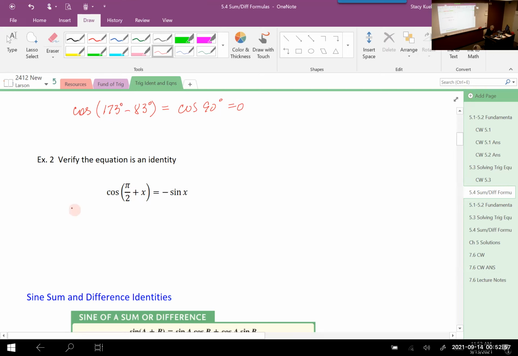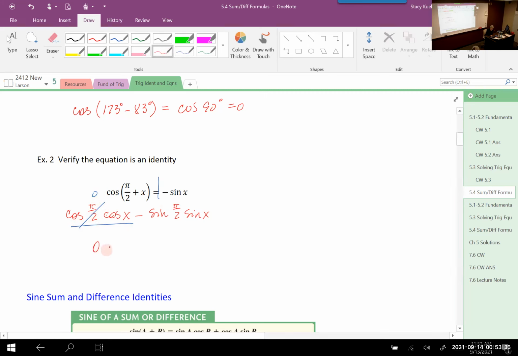So I'm going to start on the left-hand side, and I would have the cosine of pi over 2 times the cosine of x minus the sine of pi over 2 times the sine of x. So I'm starting on the left-hand side here. Now, what's the cosine of pi over 2? Wouldn't that be 1? No, cosine of pi over 2 is 0, right? So that's going to cause this entire term here on the left to be 0, correct?